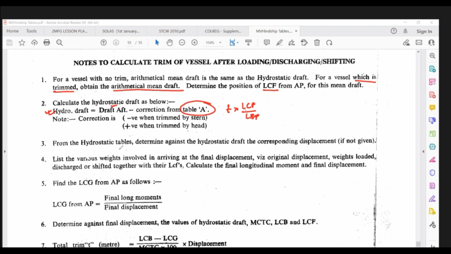And then number 1, what was step number 1? Sir, find initial hydrostatic draft. So this was step 1.